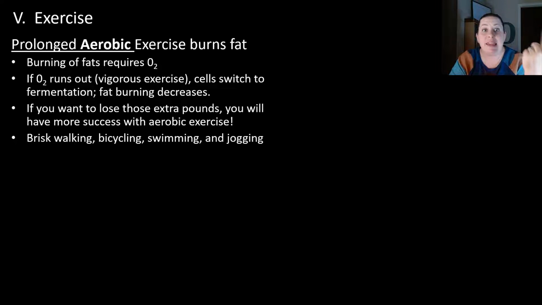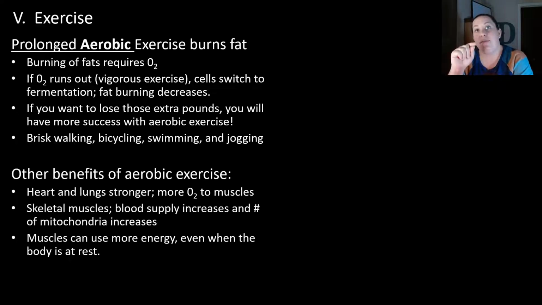Brisk walking, biking, swimming, and jogging could be beneficial for that type of exercise. Other benefits, though, of aerobic exercise, besides just helping burn fat, is it helps your heart and lungs get stronger, more O2 to your muscles, and again, they become more efficient. Skeletal muscles' blood supply increases and the number of mitochondria also increase, again, making sure your reserve of ATP is there. And your muscles can use more energy even when your body is at rest. We find that the more muscle mass you have, the more you burn calorie-wise while you're just resting, sitting, and even sleeping compared to if you don't have that muscle mass.